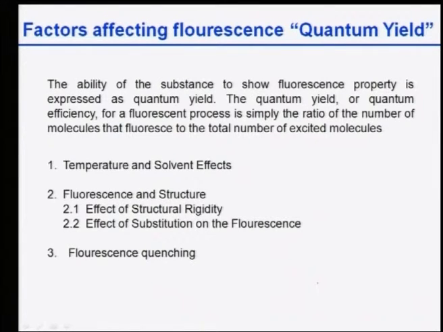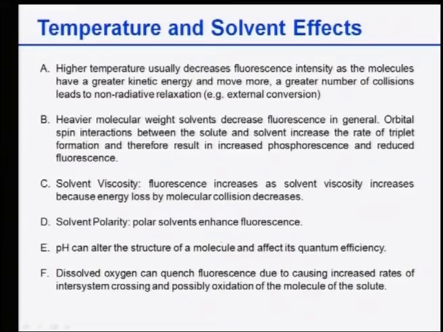Now, there are factors which can affect the quantum yield, so quantum yield must be discussed. What is quantum yield, I have already discussed. The quantum yield or quantum efficiency of a fluorescence process is simply the ratio of the number of molecules that fluoresce to the total number of molecules used for excitation. Then you have temperature and solvent effects. Then you have the structure of the molecule affecting the structural rigidity, the effect of substitutions, and you have quenching, which will come into the picture. So, what are the temperature and the solvent effects?